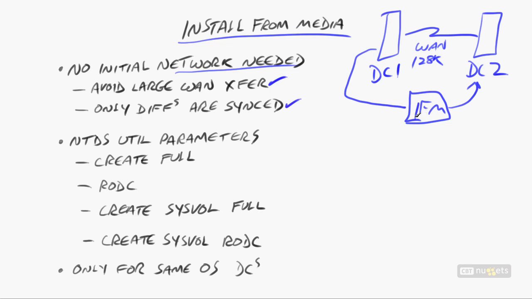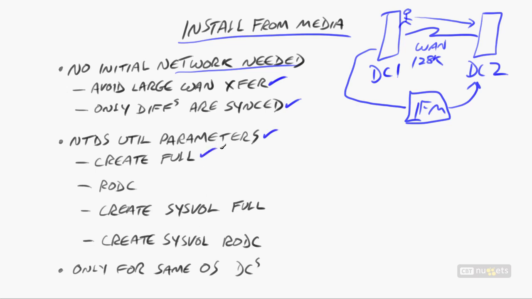So, for example, between the time that I made this install from media and installed this domain controller, there were maybe some new users created over here. Well, the new users will then be transferred across the WAN link, but otherwise, we can avoid the big burden. So NTDS util is the command that we'll use for this. It's not a PowerShell item. It does take place in an administrative command prompt. And there are 4 different options for this.